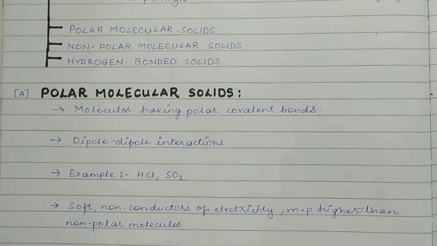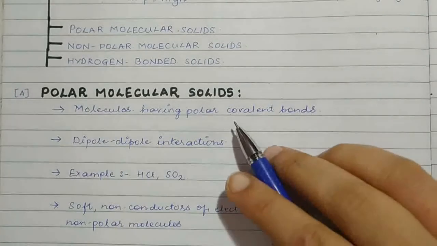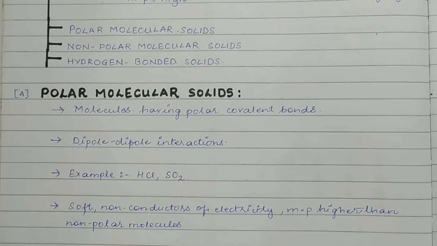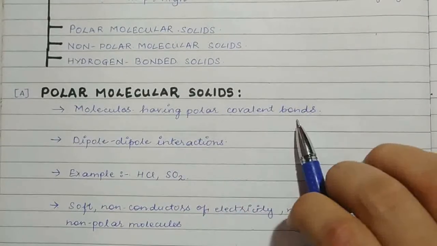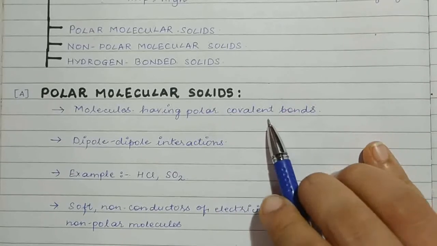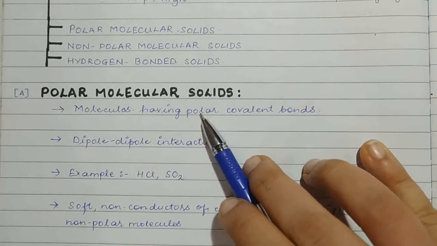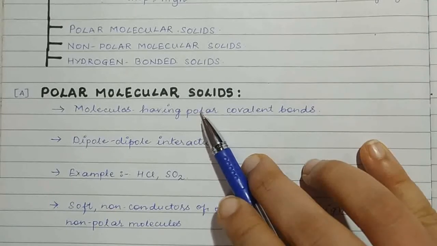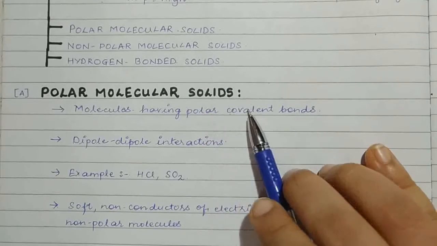Okay, first, under the category of molecular solids, we'll be studying polar molecular solids. As the name suggests, polar means those molecules having polar covalent bonds. What is a covalent bond? A bond which is formed by sharing of electrons. What is a polar covalent bond? A polar covalent bond is a covalent bond which is formed due to the presence of opposite poles. So during formation it is a polar bond, after formation it is a covalent bond.